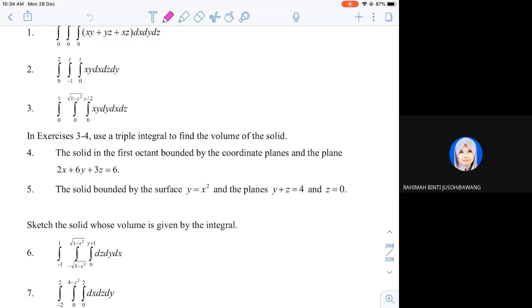Question number 4. Let us highlight the keywords: use triple integral to find volume of the solid. Volume of the solid. So let us do question number 4.